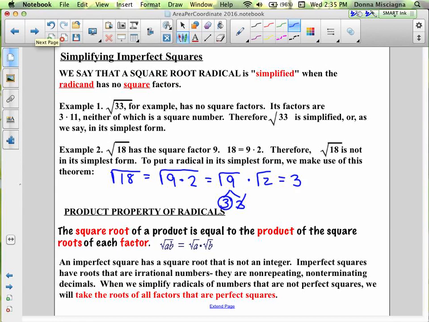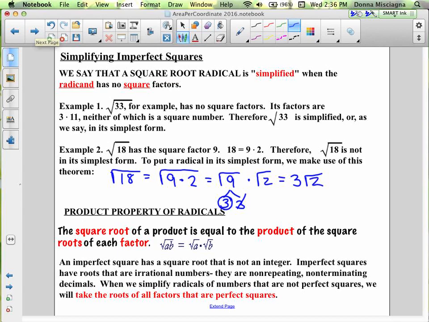When we're taking a square root of a number, we're saying, what's the number I have to multiply by itself to get 9? The number I have to multiply by itself to get 9 is 3. Can't do anything with the square root of 2. It's a prime number, and it doesn't have any factors that are perfect squares. So simplified, the square root of 18 is the same as 3 square roots of 2.